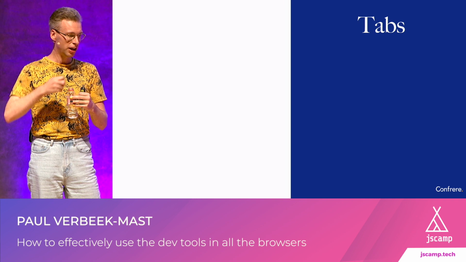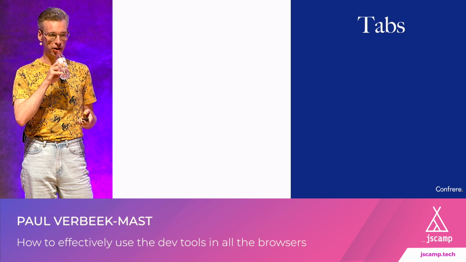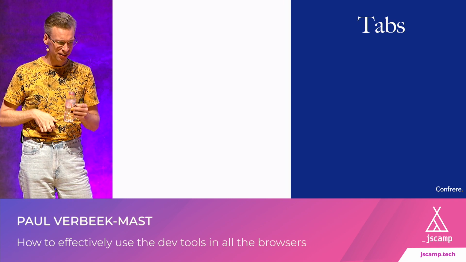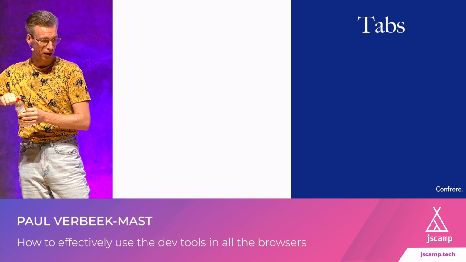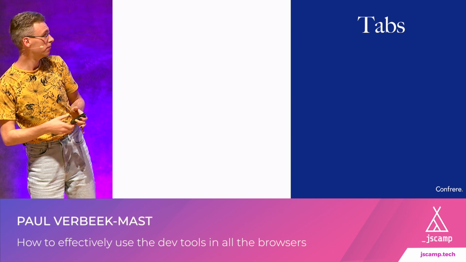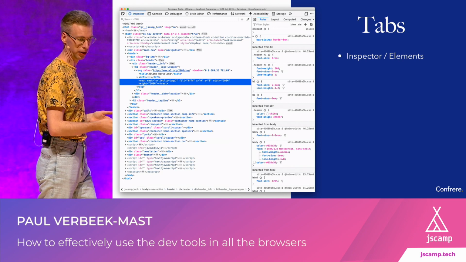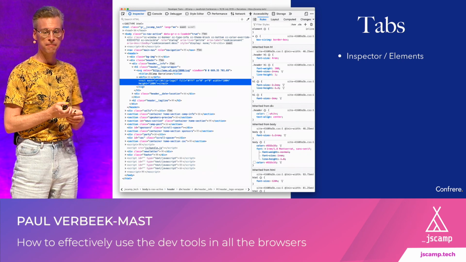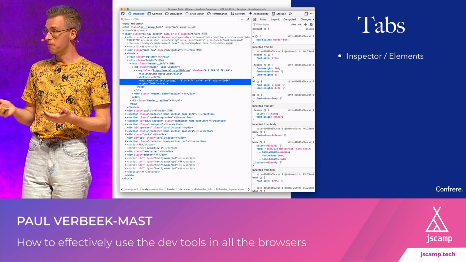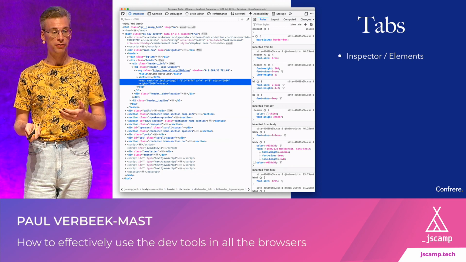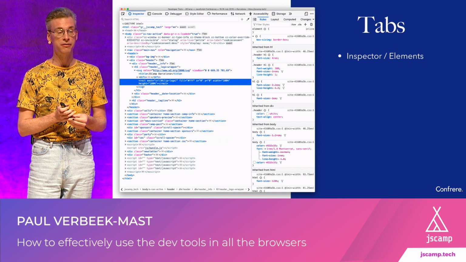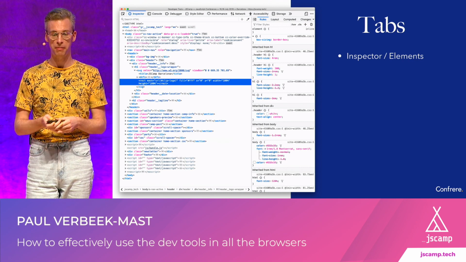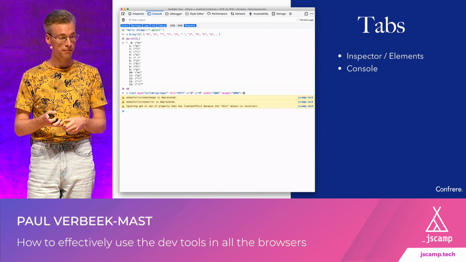So all the browsers have tabs that are very similar. They have some unique tabs, but those similar tabs I'm just going to go over real quickly. This is probably the most used tab, and one that you're probably most familiar with, which is called Inspector in Firefox, and Elements in Chrome or Safari, and you can check or manipulate HTML and CSS with it.